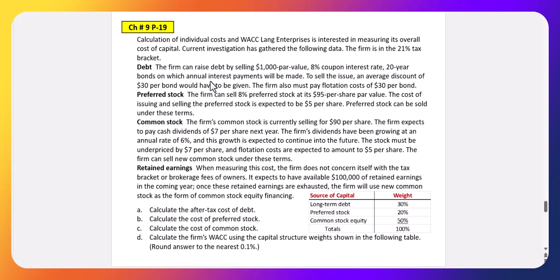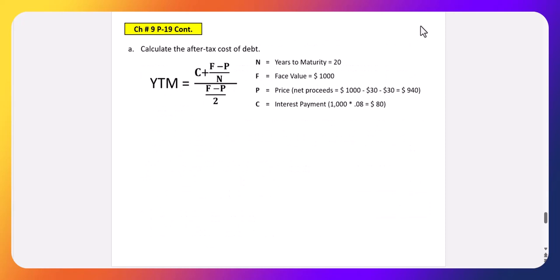So given the information in debt, the firm can raise debt by selling $1,000 par value, 8% coupon interest rate, 20-year bonds on which annual interest payments are made. An average discount of $30 per bond would be given, and the firm must also pay a flotation cost, the expenses incurred from issuing the bonds. Utilizing an investment banking company would cost $30 per bond. So let's work on A.